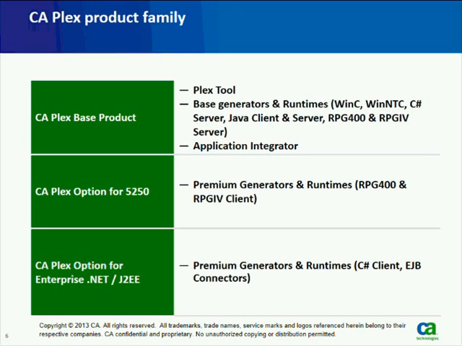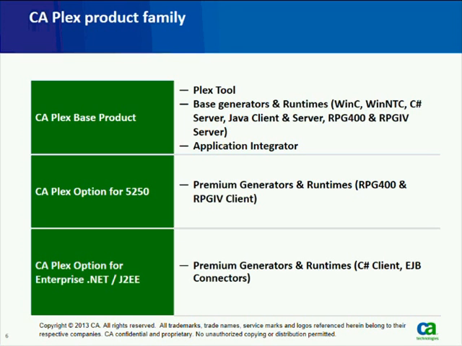But there have actually always been some separate options that have always been separately licensed. One of those is the CA Plex option for 5250, and that enables you to basically generate your Plex client applications as 5250 native green screen applications. So that's always been a separately licensed feature that some of our customers have purchased so that they can develop native green screen applications.